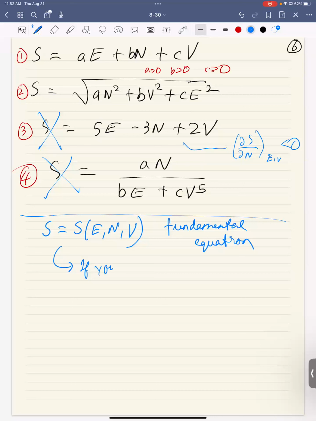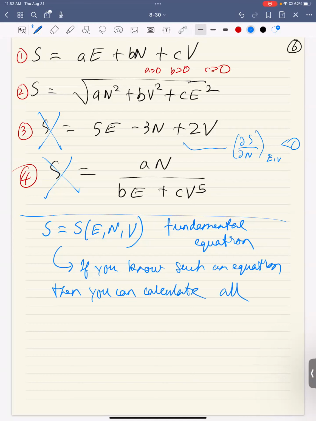if you know such an equation, then you can calculate all thermodynamic properties. So it's super important. Later on, we will see, and this is where thermo starts to become fun, at least for me, and hopefully for you too, that S equals S of E, N, and P, energy, number, and pressure, is not a fundamental equation. This sounds abstract, but it's quite practical.